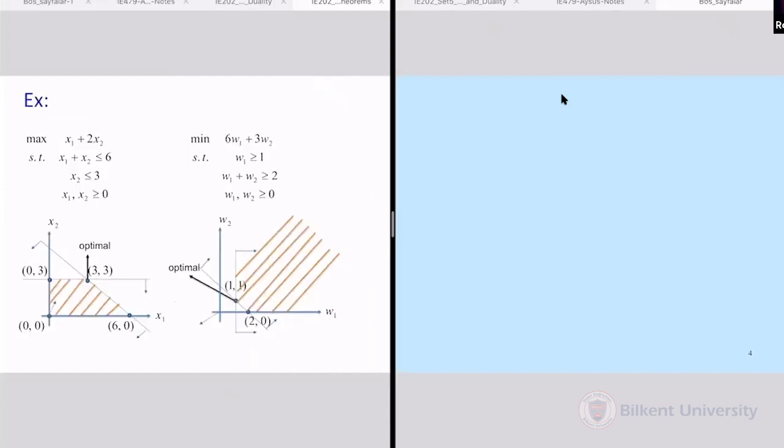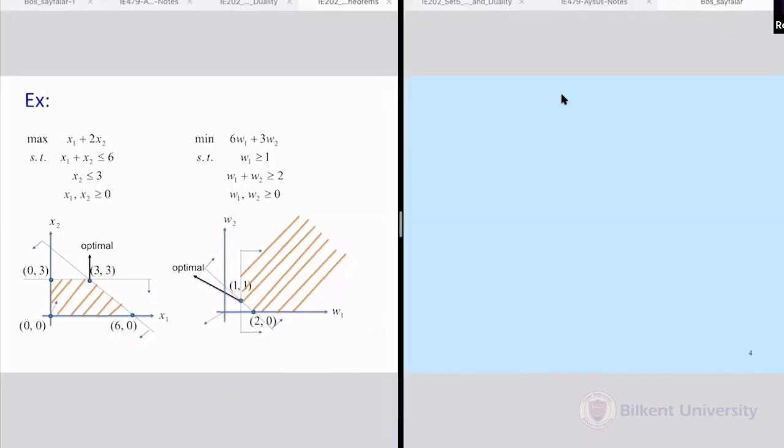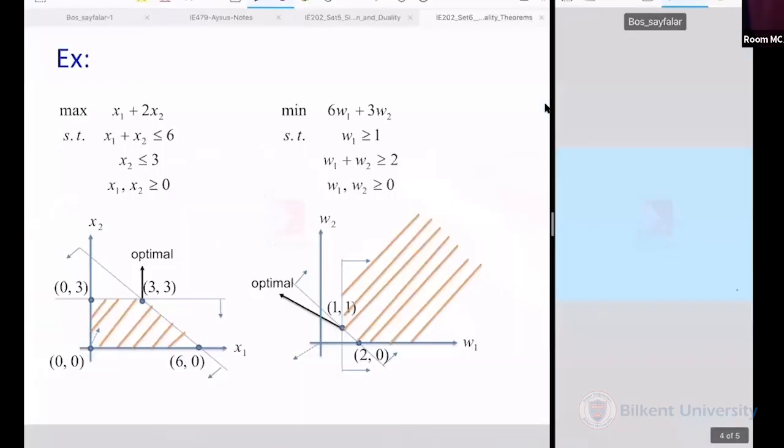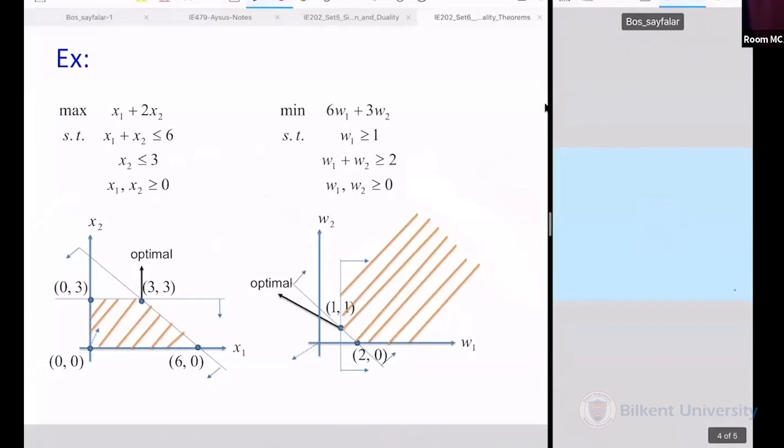Let's go over this example for the weak duality theorem. Let's look here. Maximizing x1 plus 2x2 subject to x1 plus x2 less than or equal to 6, x2 less than or equal to 3, x1, x2 non-negative. I'm utilizing two variable problems because I'm going to use their graphical solutions so that life is easier for us, right?